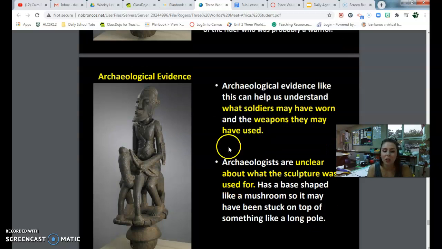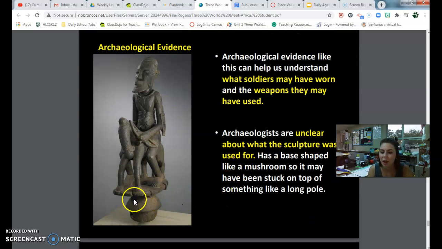They were also a little unclear on what the sculpture was used for. If you look at it, it has a little mushroom base right here that the sculpture is on. So historians are thinking that this may have been a base to go on top of a long pole for maybe a ceremony or a political event, because they're thinking that this may have been like a cap or topper where you can put this on top of a long pole.